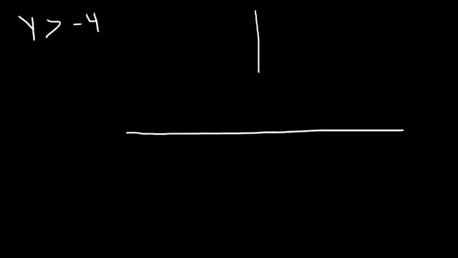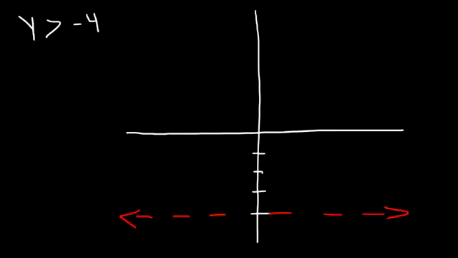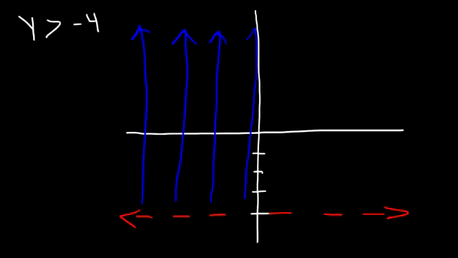Now let's say y is greater than -4. How can we graph it and where should we shade? So whenever y is equal to a number, it's going to be a horizontal line as opposed to a vertical line. And because it's greater than but not equal to, it's going to be a dashed line instead of a solid line. The numbers that are greater than -4 are above this line. So we need to shade in this region. And so that's it for this example.